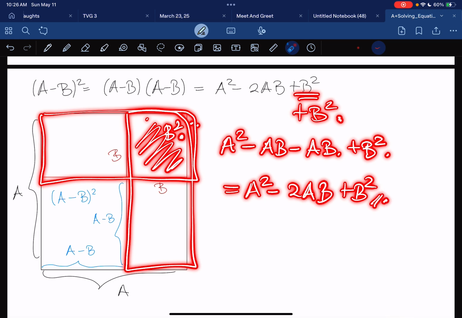Okay, so those are the three identities that you have in your PDF, and hopefully this helps you understand these identities better.